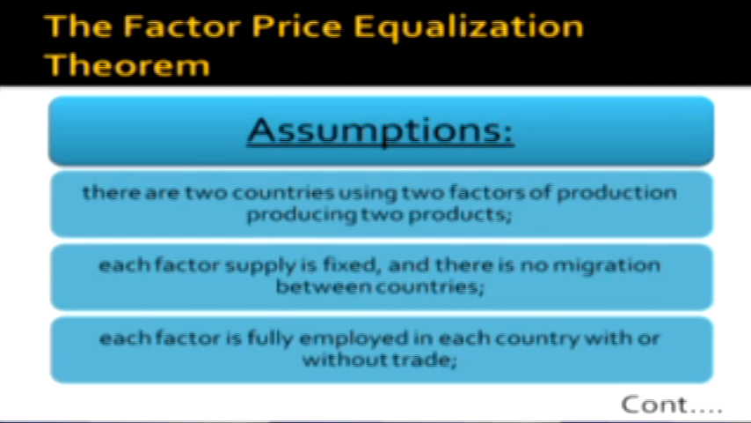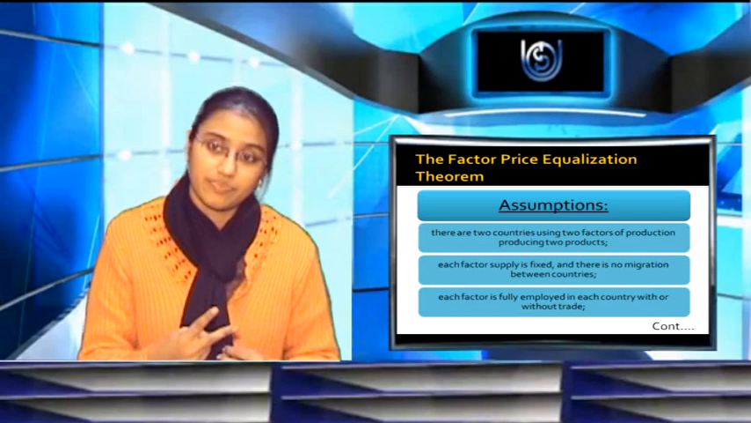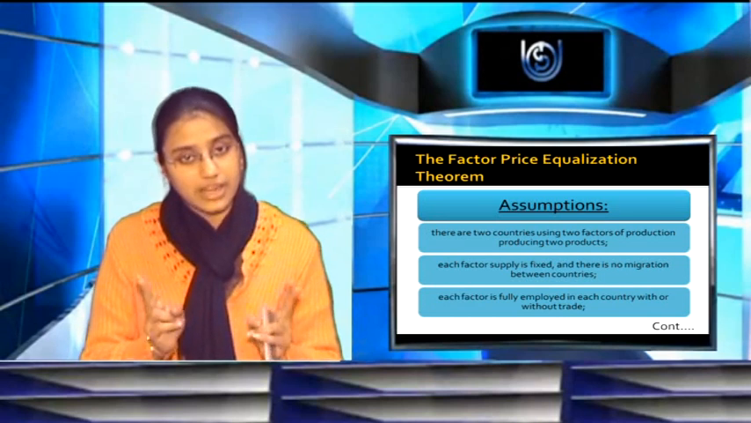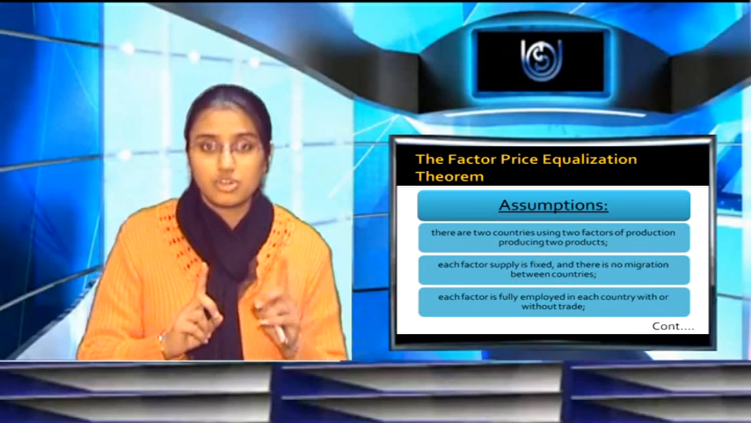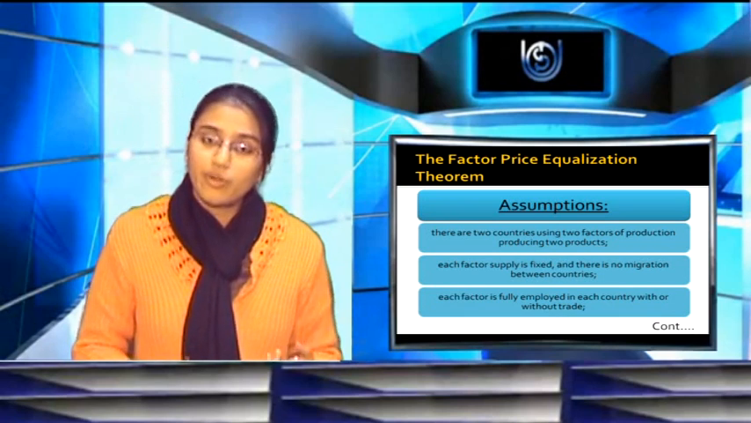Now, what was the factor price equalization theorem stating? There are certain assumptions of the factor price equalization theorem. The very first assumption is that there are two countries using two factors of production and producing two products. Each country has one factor of production, and yes, they have two products.